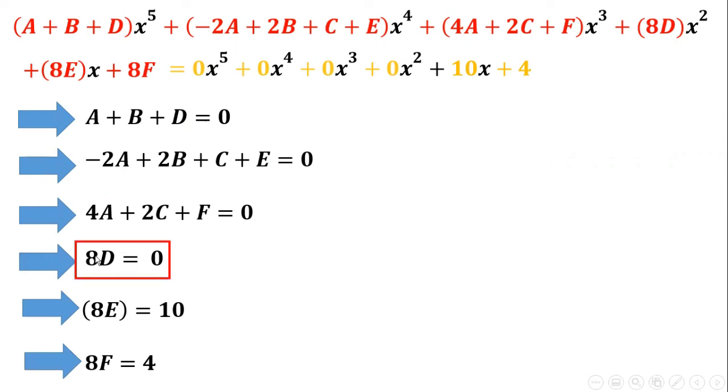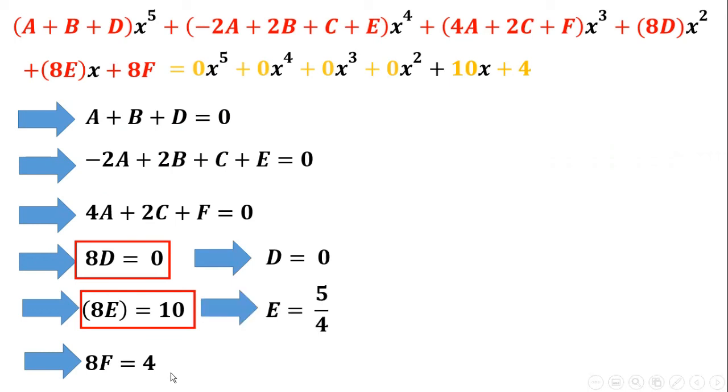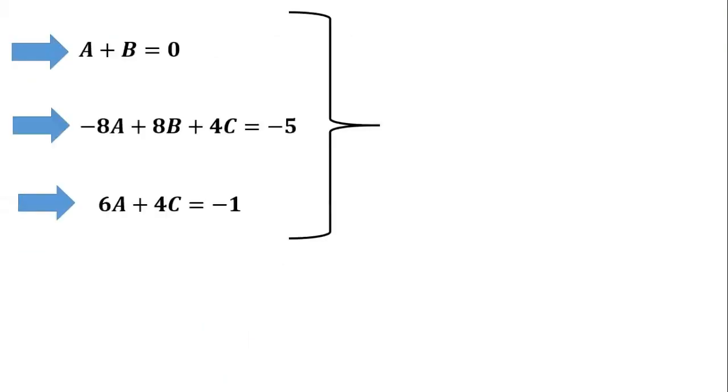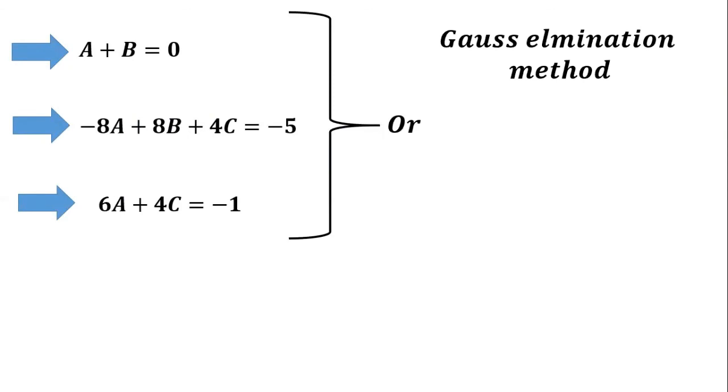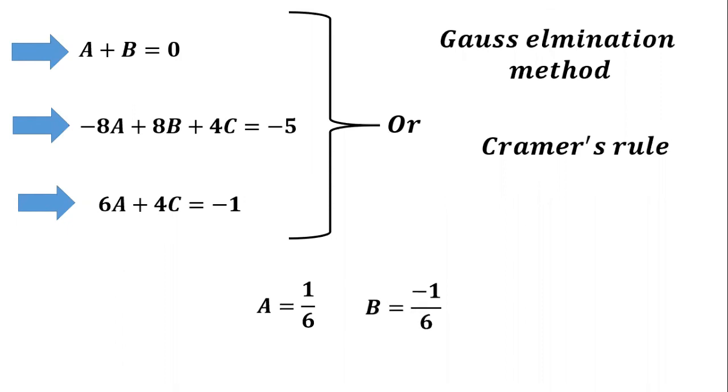And here from 8d equals 0, we have d equals 0. And also from here, we can see that e is equal to 5 over 4. And from here, we can see that f equals half. And we still have 3 unknowns in 3 equations, A, B, C. And you can solve them using Gauss elimination method or Cramer's rule. And if you don't know them, you should see our videos for Gauss elimination and Cramer's rule. So the answers will be A equals 1 over 6, B equals negative 1 over 6, C equals negative 7 over 12.